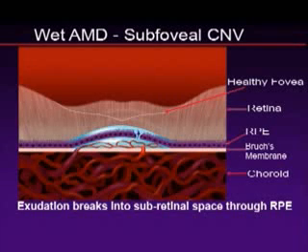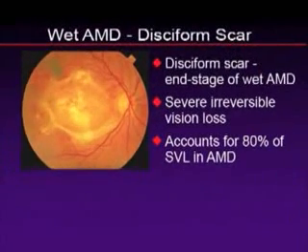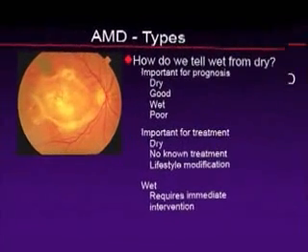And this is where people see distortion from. They have this bowing of their central retina, and it causes everything to be distorted. If you don't treat wet macular degeneration, the natural history, or the natural course, is actually very well known. You end up with a complete disciform scar, and this is severe, irreversible vision loss. And this accounts for about 80% of severe vision loss in macular degeneration.